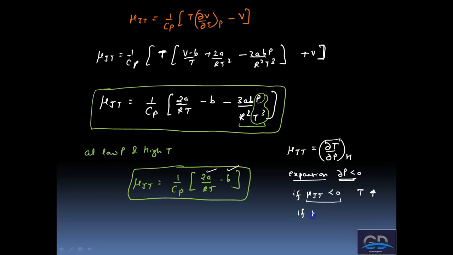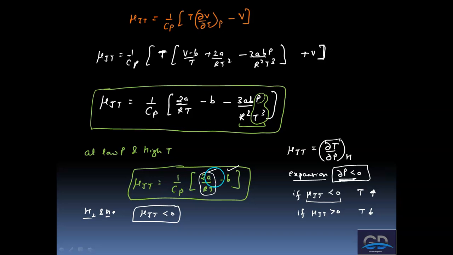And if for certain gases mu JT is more than 0, with the expansion, that is pressure decreasing, the temperature would also decrease. So for hydrogen and helium, we can see that a upon RT, these terms are very small. And therefore, for those gases, mu JT is less than 0. And therefore, these gases heat up when you do Joule Thompson expansion, which is also known as a throttling process.